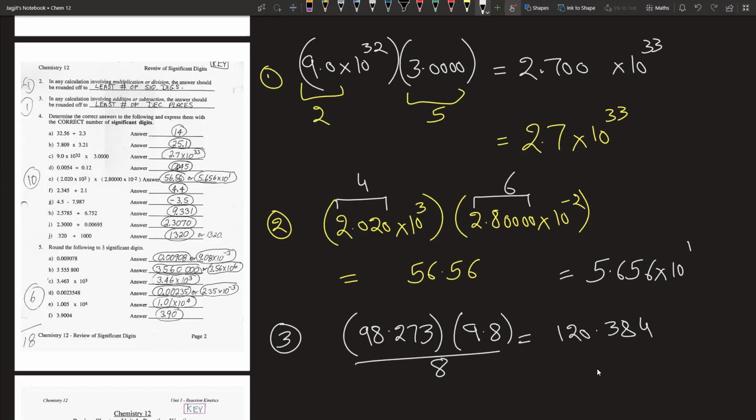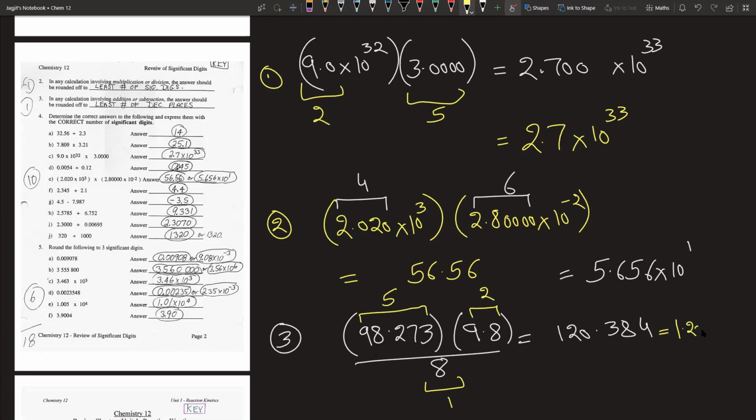So, okay, now let's look at the sig figs. This one had 1, 2, 3, 4, 5 sig figs. This one had 2 sig figs. This number only had 1. So my answer should only have 1 sig fig, right? Oftentimes, people have problems writing this as a 1 sig fig. You can't just make it 1 because 120.384 is not 1. The best way to do that is, you know what, first let's write this as scientific notation.